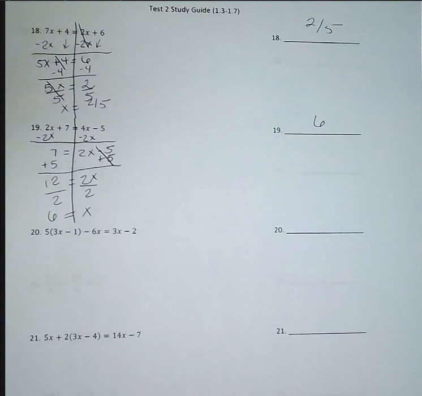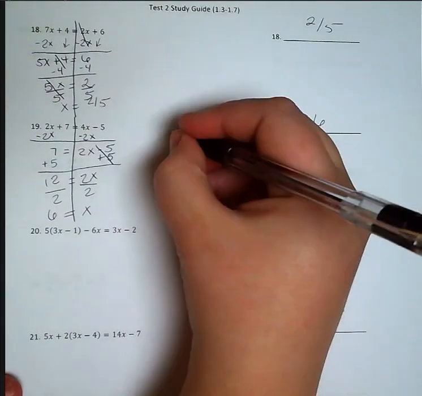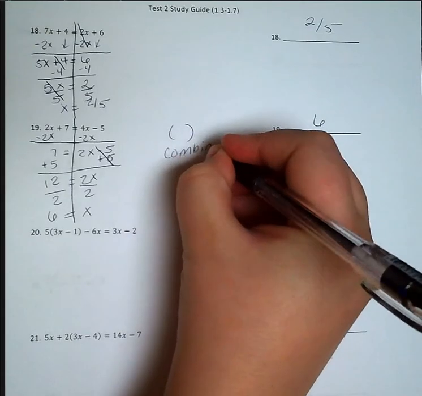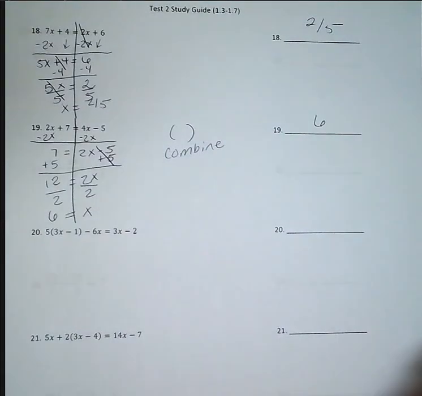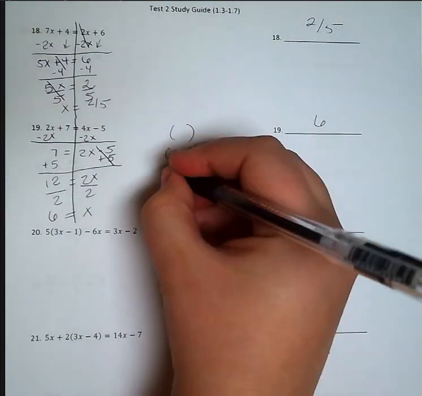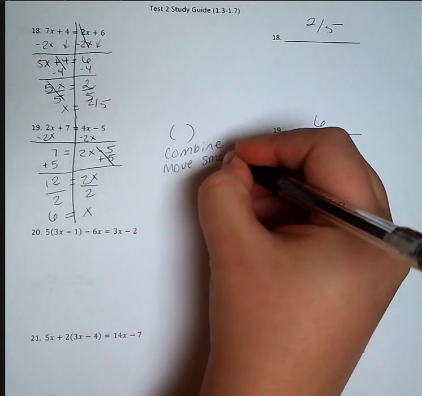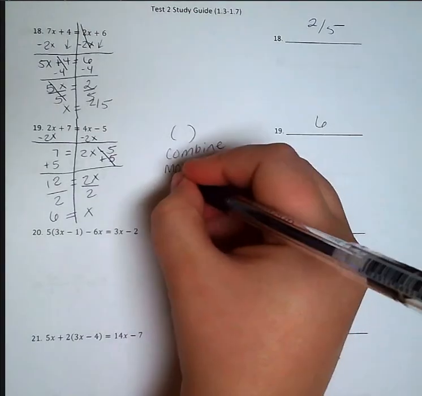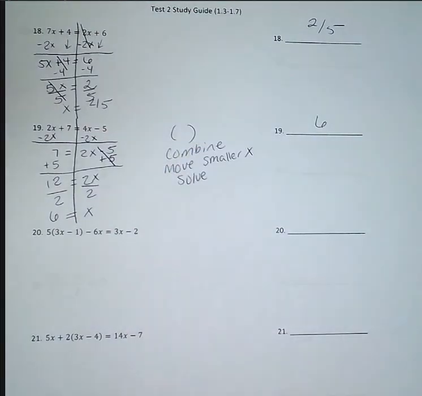On number 20 and 21, they're starting to get a little fancy, same with number 22. So on these problems, remember, if you have a set of parentheses, you need to get that taken care of first. So remember, your first step is to get rid of your parentheses. Then you combine all of your like terms on each side. Then you move the smaller x, if you have 2 x's on each side, and then you solve. These are the steps that we learned in section 1.6.